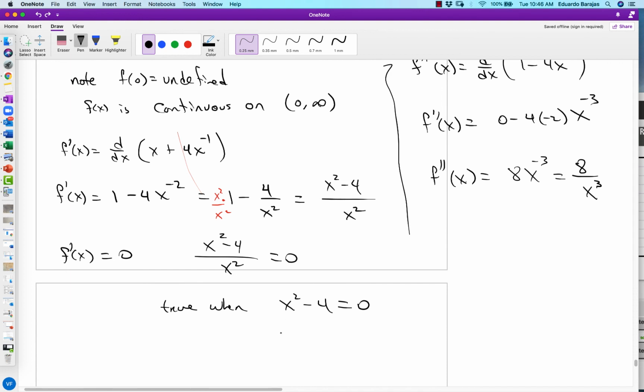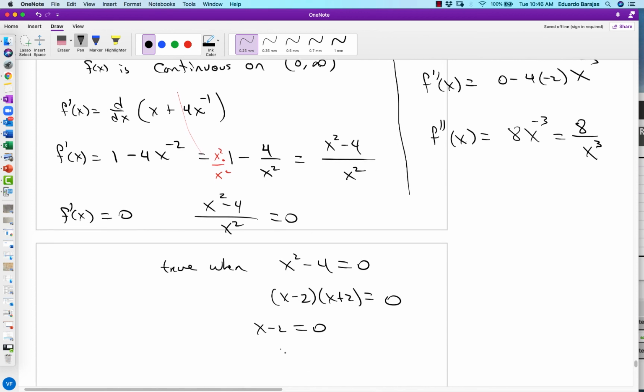So we can factor this easily into x minus 2 times x plus 2 equals 0. And so x minus 2 equals 0, which means x equals 2 is one solution, and x plus 2 equals 0, which means x equals negative 2 is another solution.